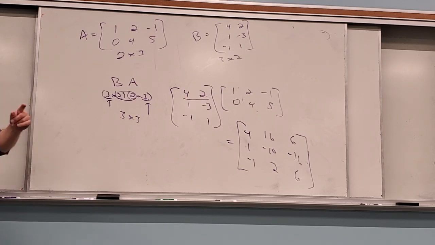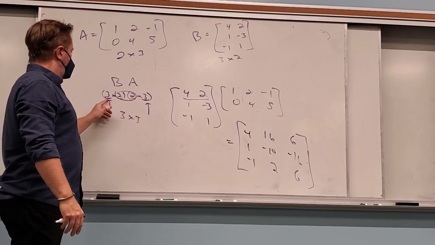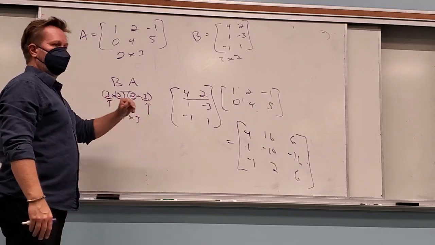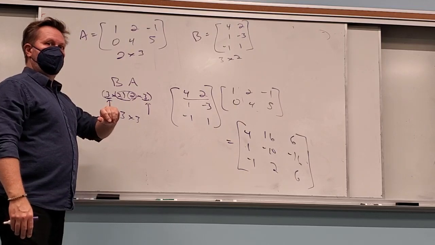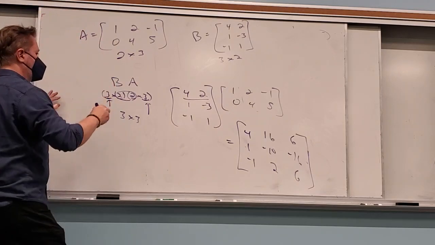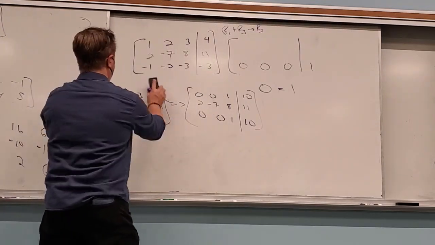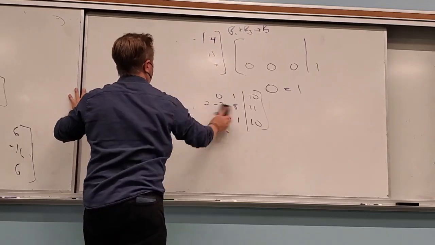Say again. The outsides don't match. Outsides not matching is fine. If this was 2 by 2 and 2 by 3, the answer would be 2 by 3. So if it was A times B, you can't multiply it? Let's check it. Can I do A times B? Let's check.